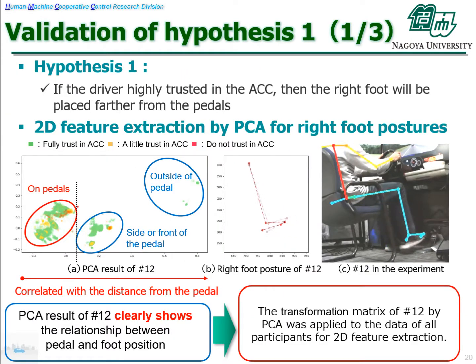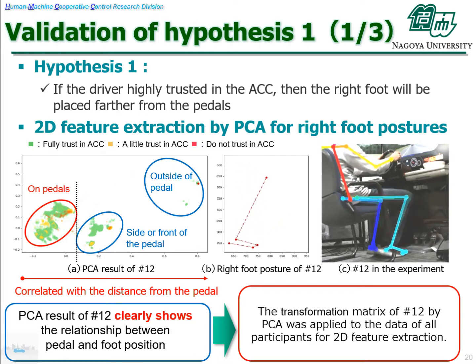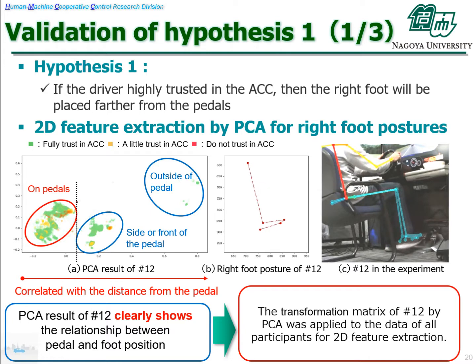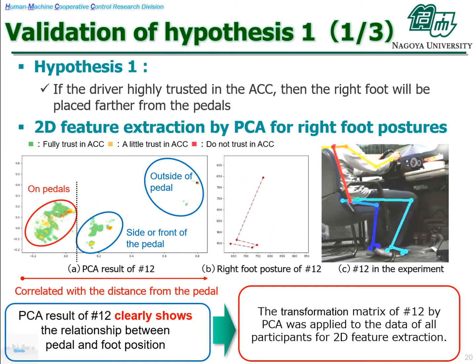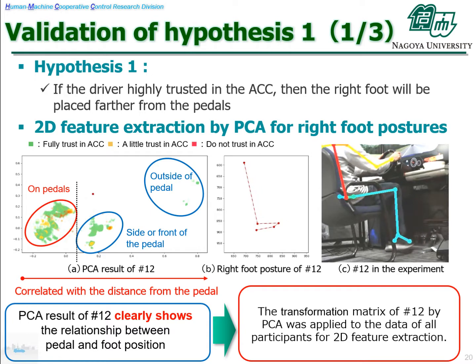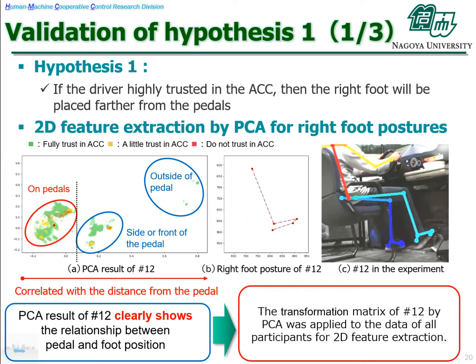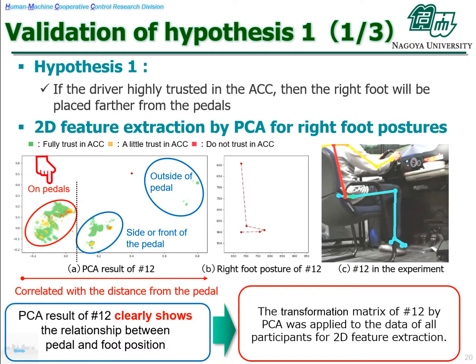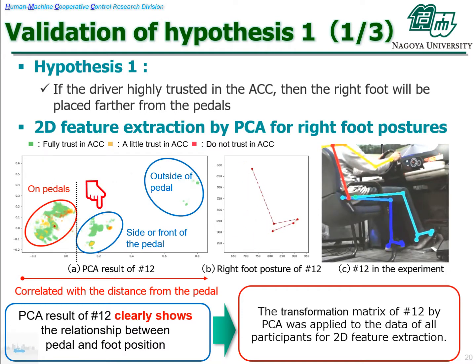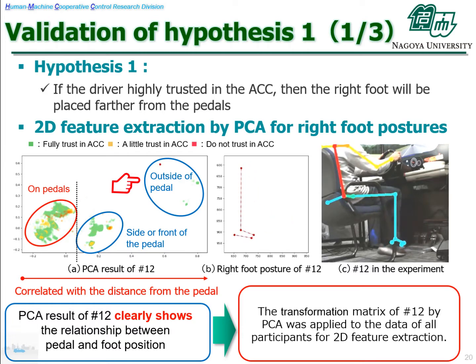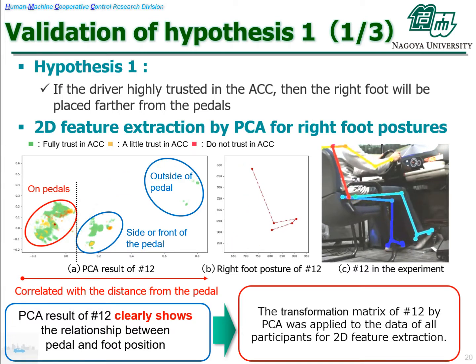In order to validate hypothesis 1, we used OpenPose to observe the motion information of the right leg and foot of participants. Each frame of the motion information has 10 dimensions. In order to visualize the motions, we used the PCA method to extract two-dimensional features from the 10-dimensional motion data. We can see here that the PCA result of participant 12 clearly shows the distance from the pedals. For example, this part shows the right foot on the pedals, this part shows the right foot at the side or front of the pedals, and this part shows the right foot outside of the pedals. Therefore, we applied the PCA transformation of participant 12 to the data of all the participants.